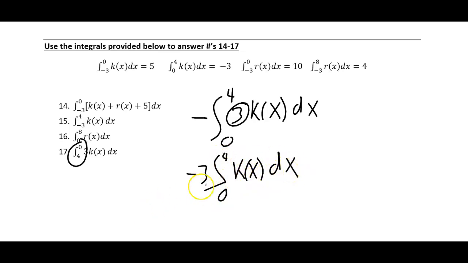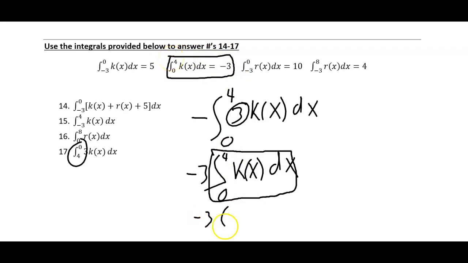And now I'm looking for the integral of k of x with respect to x on the interval from 0 to 4. Well, that would be right here, and they tell me that that is -3. So I've got a -3 in the front, but that integral is also equal to -3, and therefore the final answer would be 9.